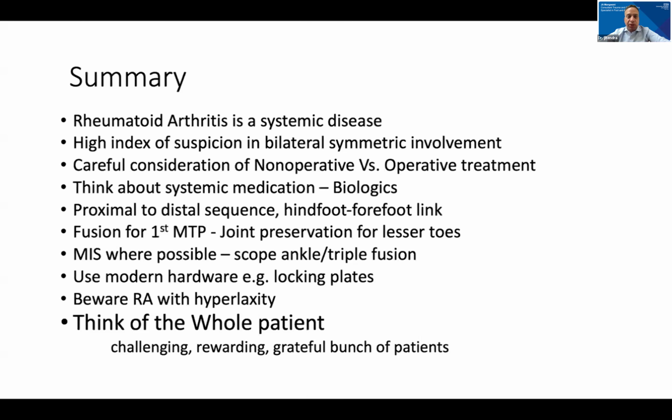In summary, we know rheumatoid is a systemic disease, so have a high index of suspicion when somebody comes with bilateral symmetric involvement. Manage non-operatively where you can, but operations may become necessary. Biologics, think about them, and how you are going to manage before and after. First ray fusion rather than joint preservation, lesser toes joint preservation rather than doing anything different. And beware of the rheumatoid patient with hyperlaxity, because that can catch you out.